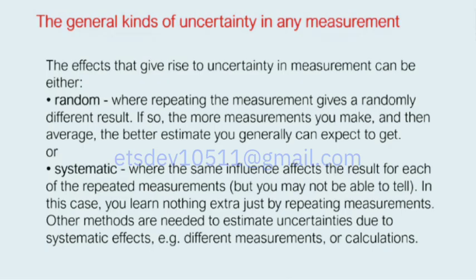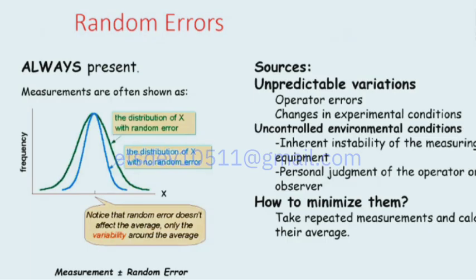Or, if you have used an uncalibrated balance. The systematic effects are when the same influence affects the results day in and day out, because it is something that you cannot avoid. Generally, for systematic effects and errors, we use the rectangular or the triangular distribution.